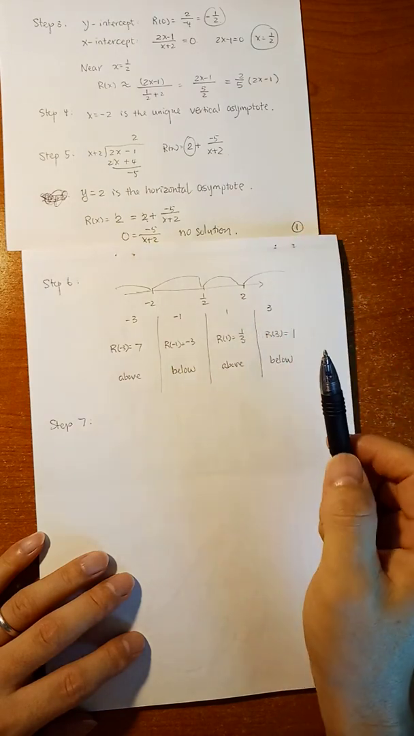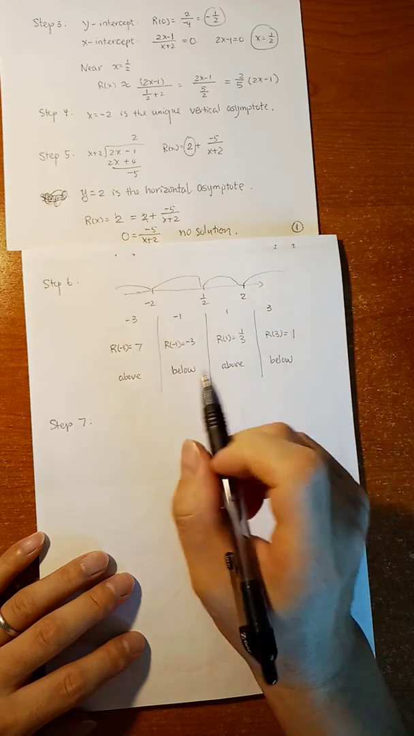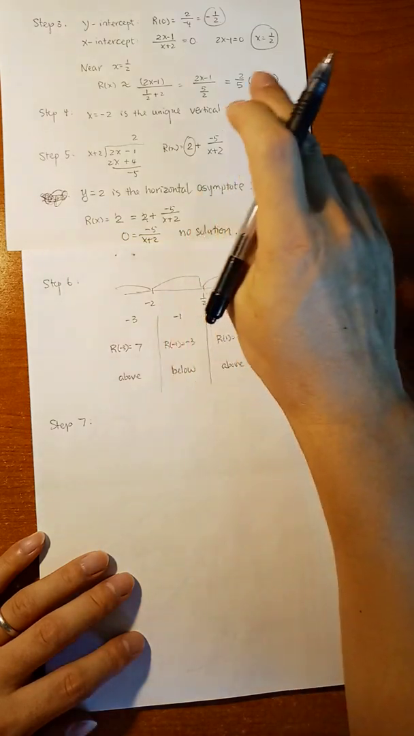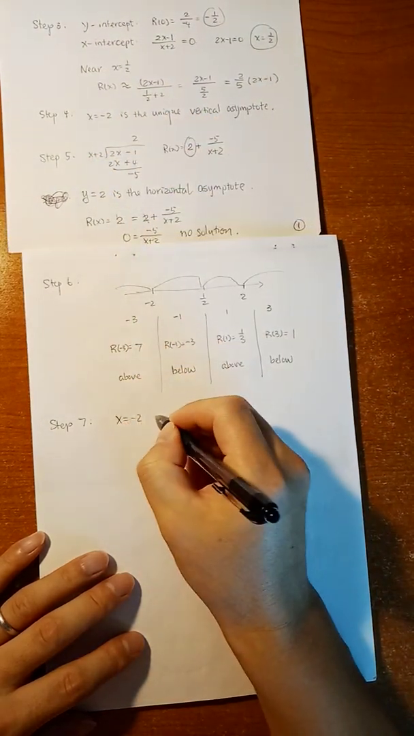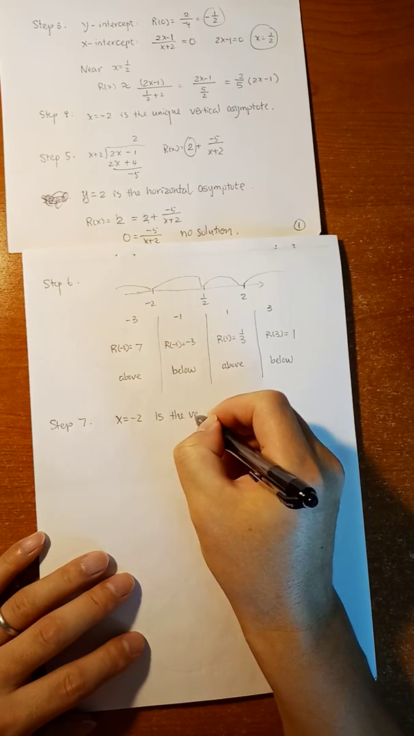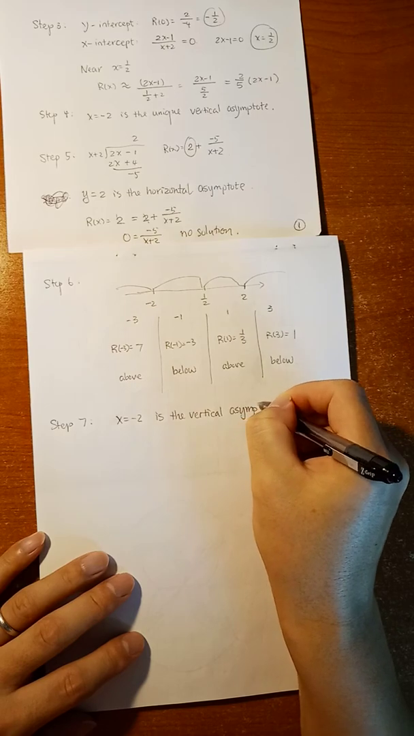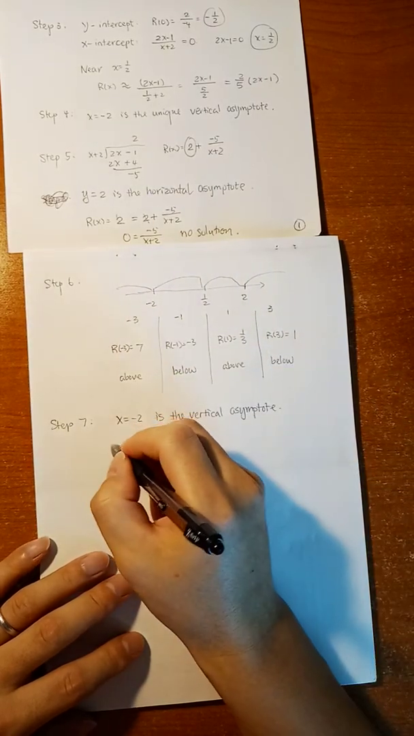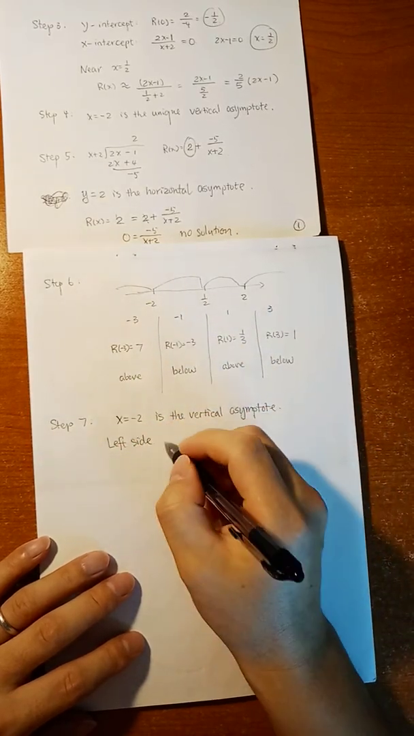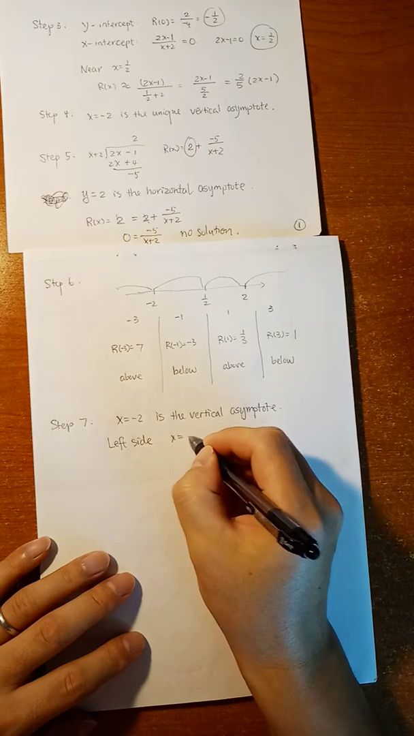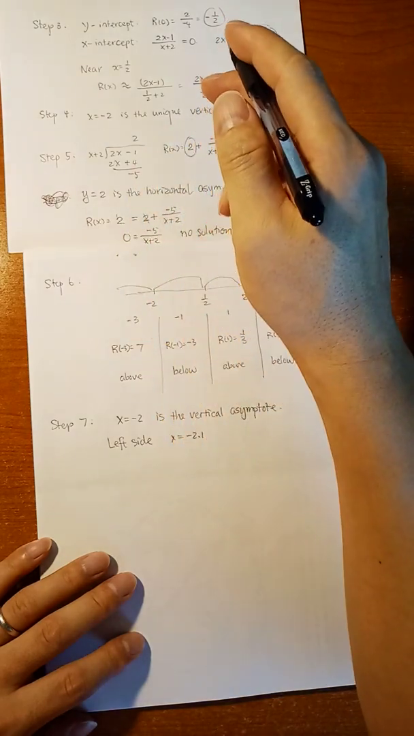Okay, so this part is above the x-axis. It's below the x-axis. So we have one vertical asymptote. The vertical asymptote, x equal to -2, is the vertical asymptote. Then on the left-hand side, you just, for example, pick x equal to -2.1. It's the left side. You evaluate this value.